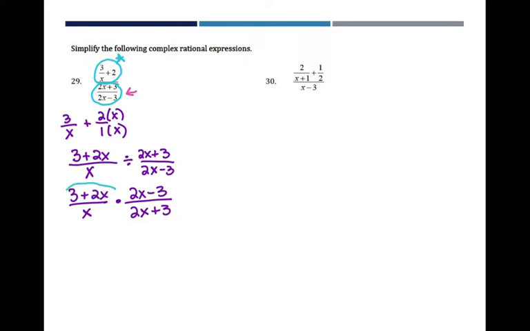Well, 3 plus 2x is actually the same thing as 2x plus 3, since I can rewrite my 3 plus 2x as 2x plus 3. So these two are going to cancel. That leaves me with 2x minus 3 on top over x on the bottom. And there's your answer for 29. For number 30, again, let's go ahead and circle and separate.